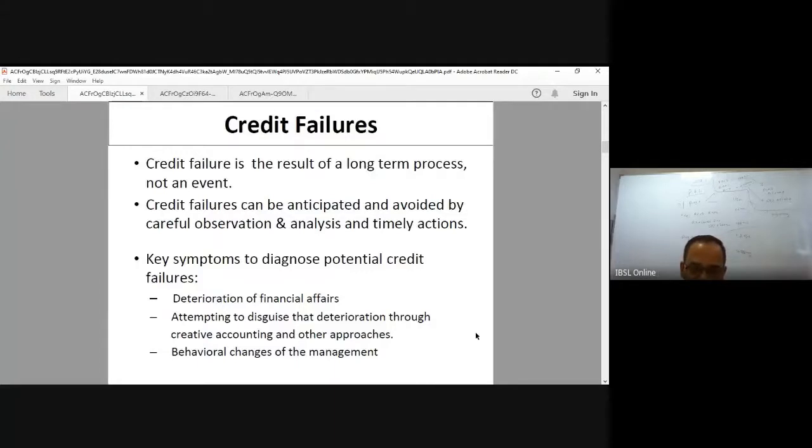Attempting to disguise the deterioration through creative accounting. Many people do this, what we call window dressing. Window dressing is creative accounts, trying to show something which is not there, right? Many people are very clever at doing that, to dupe you. So you should have the expertise and knowledge to look at an account and identify whether any manipulation is there.